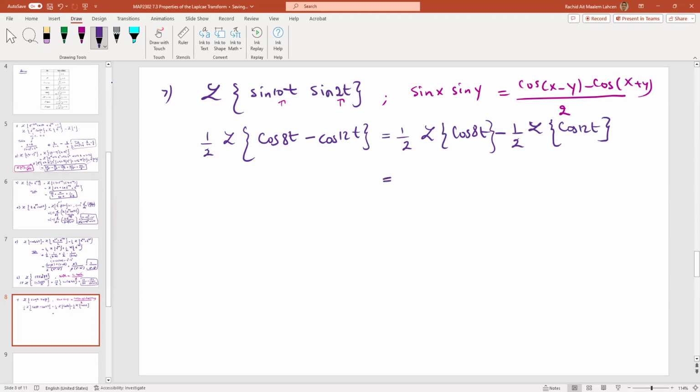All right, so s over 2 times s squared plus 8 squared, 64, and in a similar way here.